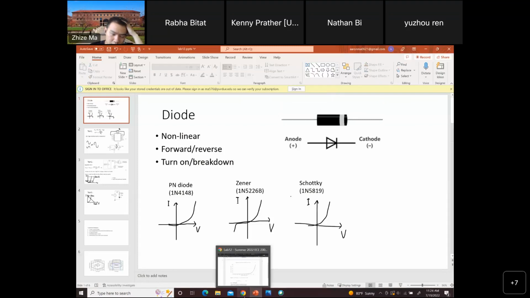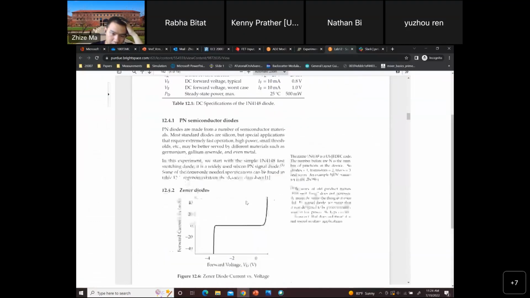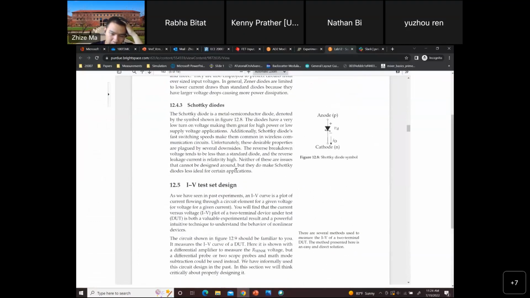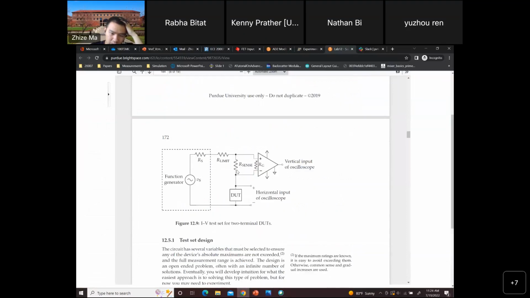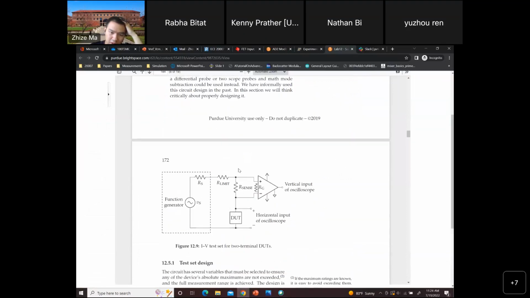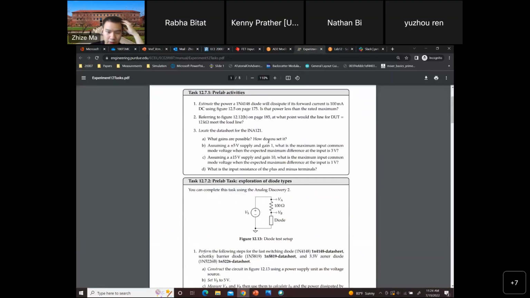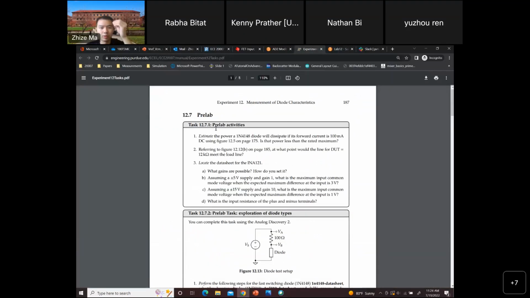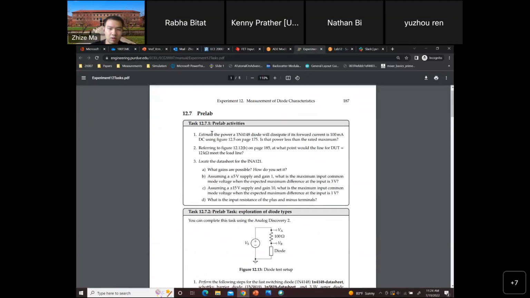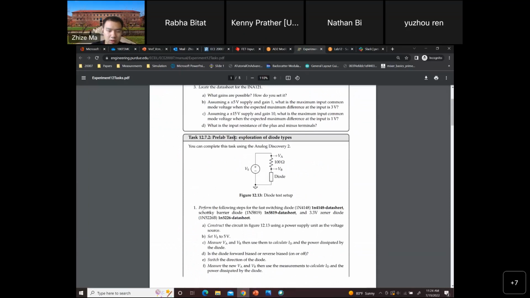All right, so that's the basic knowledge of a diode. There are many functions of diodes, but for this lab, we will first learn how to measure the IV curve of the diode. Okay, let's jump into the tasks. Remember there are two pre-lab tasks. The first one is the Q&A, and the second one is the experiment. You need to build this circuit on the breadboard.